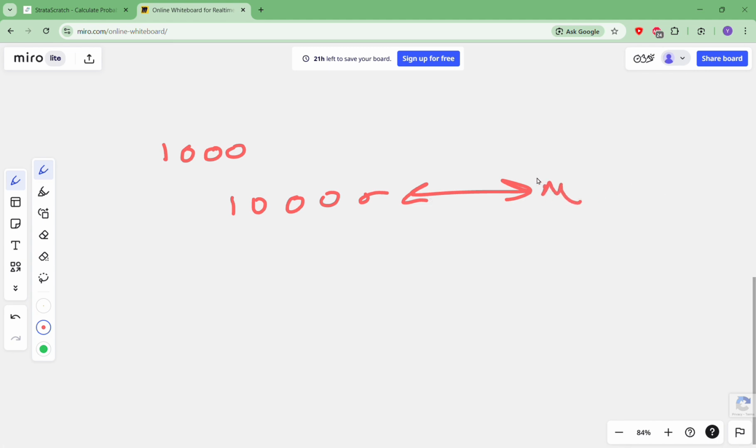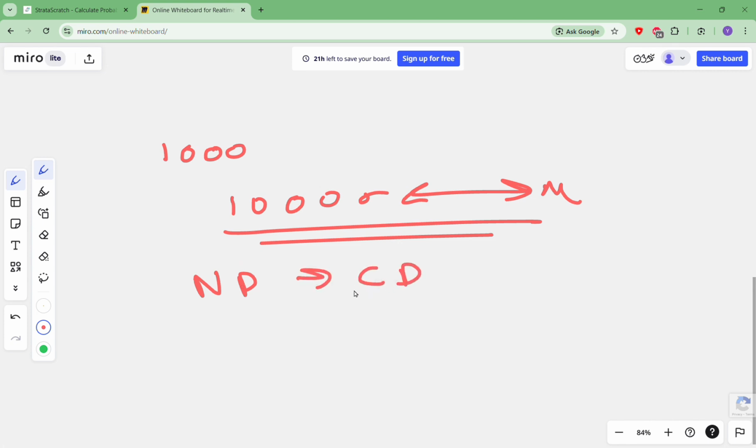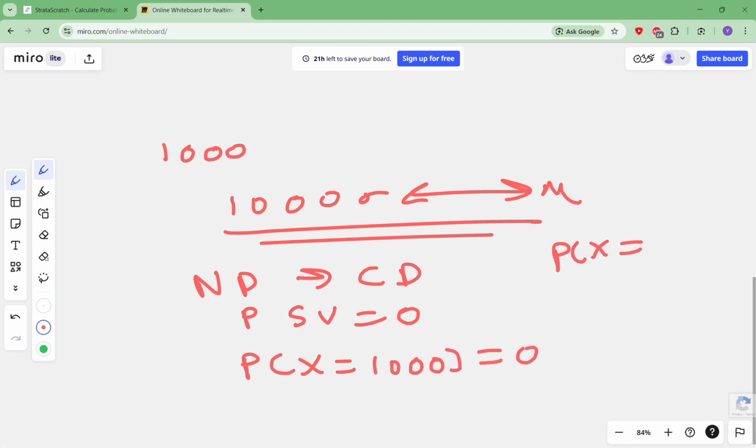But using this information, we have to note that the normal distribution is a continuous distribution. That means there is no exact single value we can find for this distribution. So the probability of observing a single value is 0. So the probability of observing x equals 1000 will be 0. Same goes for the probability of x equals 1 is equal to 0, the probability of x equals 3 is equal to 0, and so on.